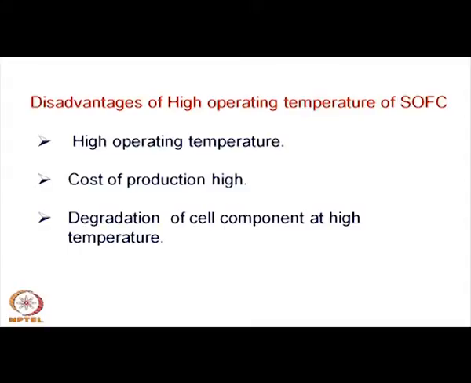Degradation of cell components at high temperature also is one of the problems. We will discuss that later on, because there is a chemical reaction, some of the aging behavior is that the structure gets changed because 2 or 3 different materials are in contact with each other and are maintained at a high temperature. So, there is always interdiffusion. It is very difficult to maintain a clean interface. So, that kind of degradation is there. It is also difficult to make gas tight sealants.